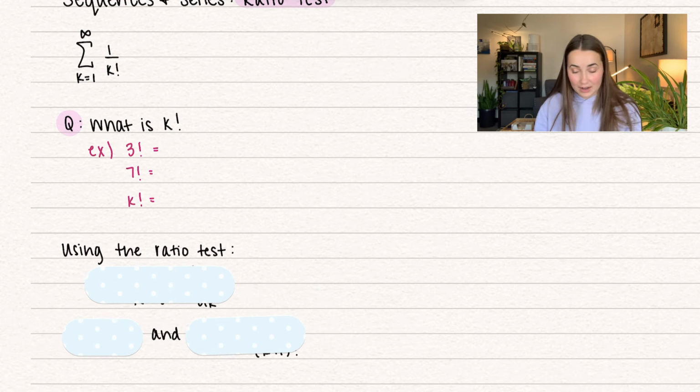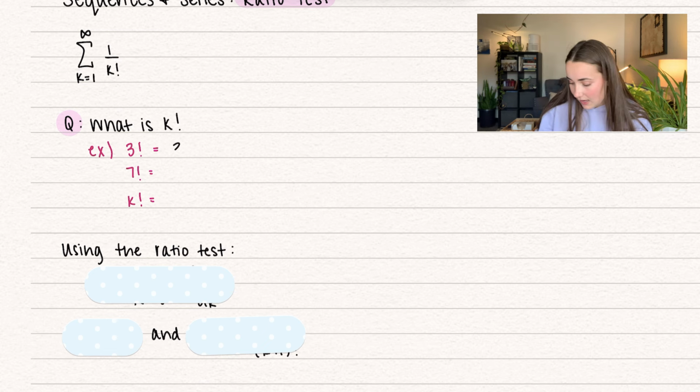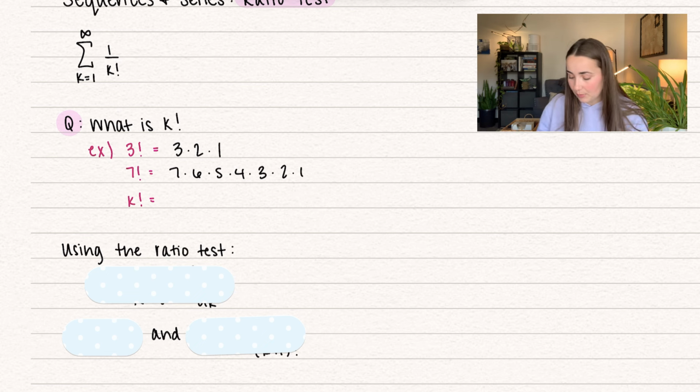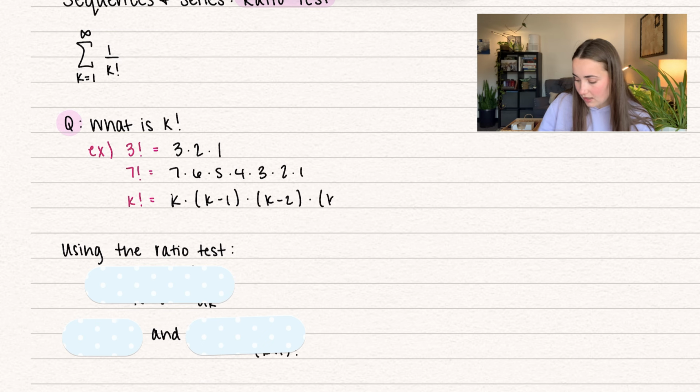So if you've never seen a factorial before, let's go ahead and go through it. A factorial is where we take a number, like 3 factorial, and we just multiply it by all the numbers below it until you get to 1. So 7 factorial would be 7 times 6 times 5 times 4 times 3 times 2 times 1. K factorial, for a number we don't know, so k is just representing any number in that case, is going to be k times 1 smaller than k times 2 smaller than k, 3 smaller than k, all the way down until we get to 3 times 2 times 1.